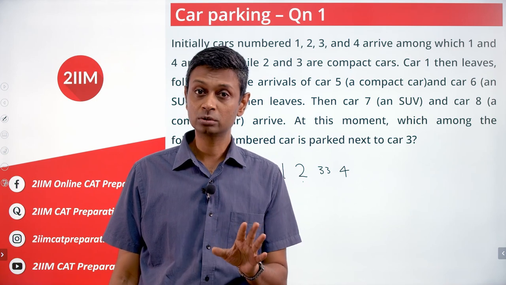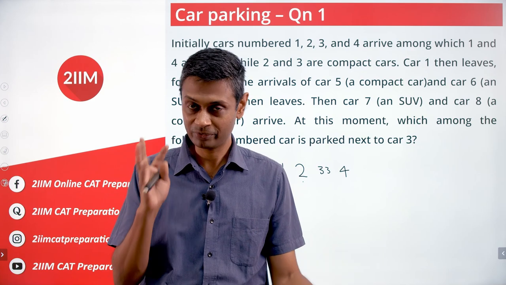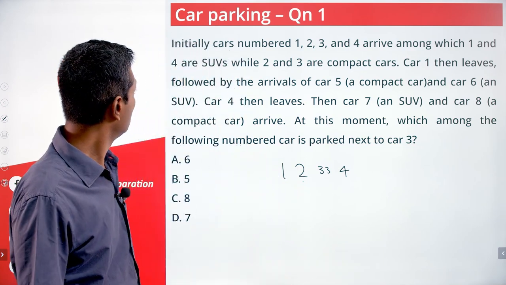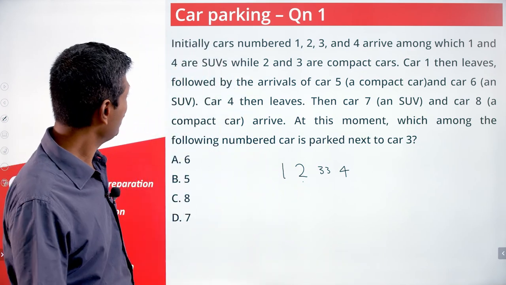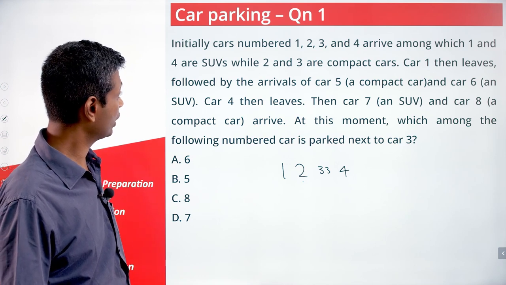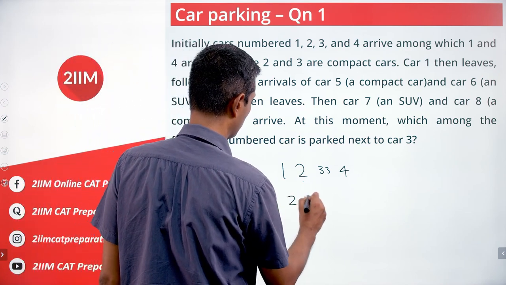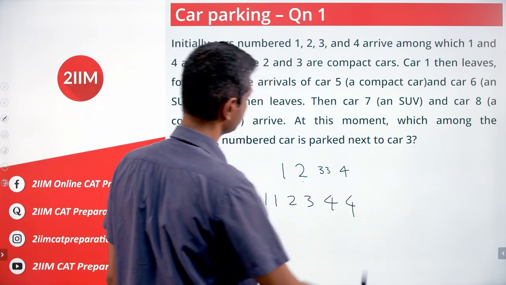3-3 means SUV. 2 could be compact, could be SUV, because I don't have enough information at that point of time. And that's something I need to remember. Let's look at this question. Initially, cars numbered 1, 2, 3 and 4 arrive, among which 1 and 4 are SUVs, 2 and 3 are compact cars. So 1, 1, 2, 3, 4, 4.